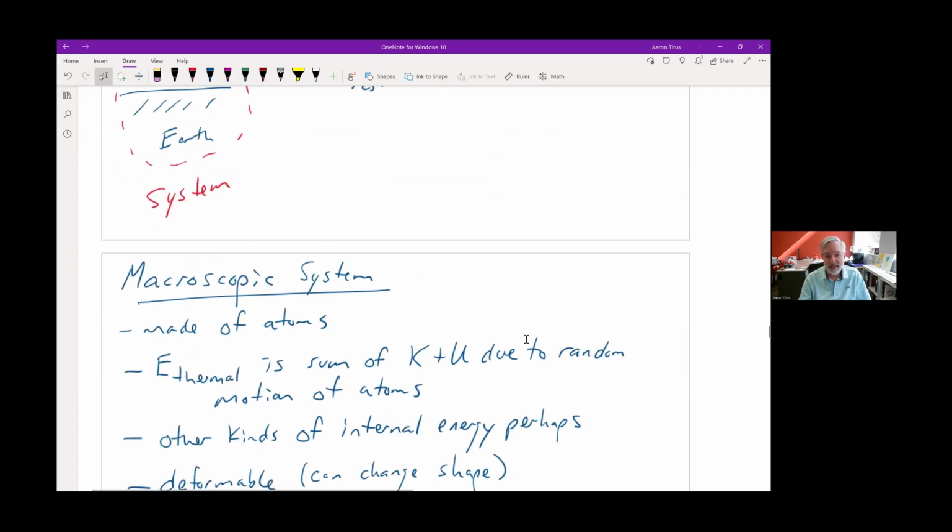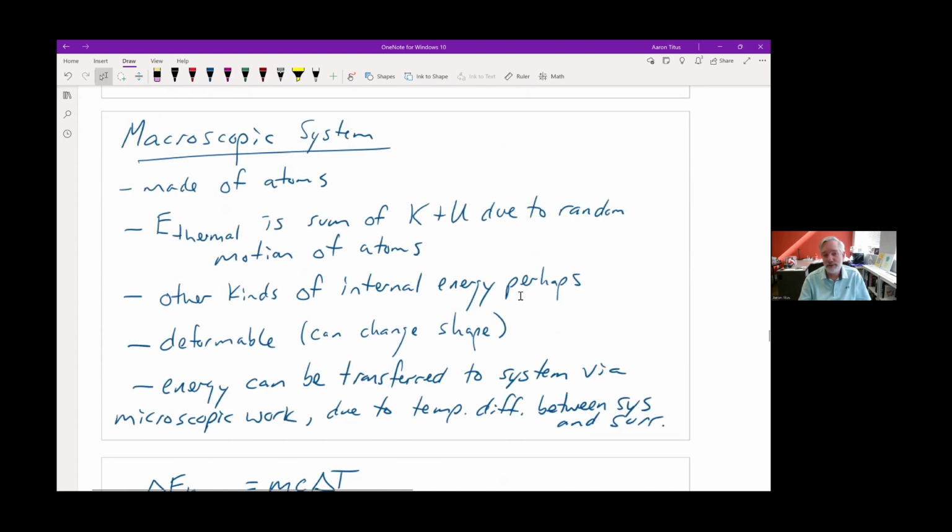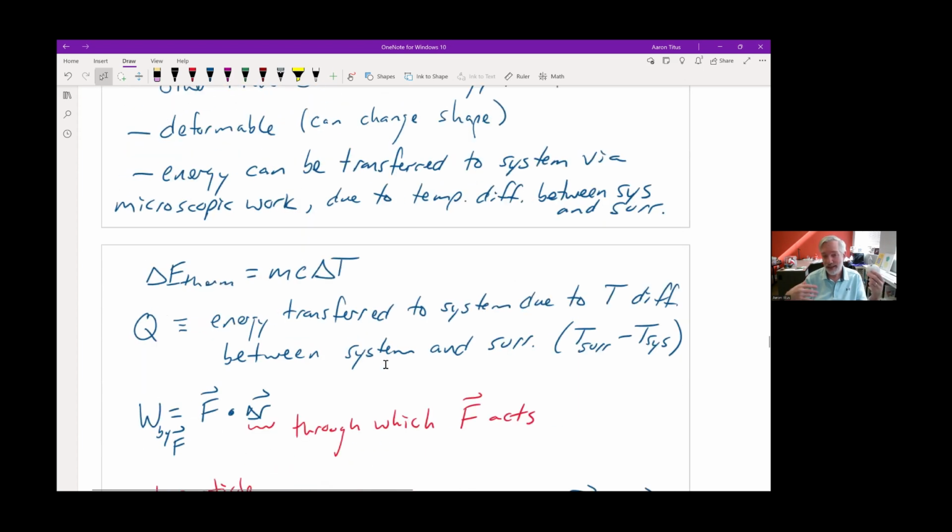So finally, after we analyze all those problems, we get to macroscopic systems that are made of atoms. When you have a system made of atoms, you have random motion of the atoms, and the sum of the kinetic and potential energy due to random motion is called thermal energy. There are other kinds of internal energy that the system could possibly have, such as deformation. And now you also have another way of transferring energy, due to a temperature difference between the system and surroundings. You get atoms interacting with atoms between the surroundings and system, and that's what we call Q, heat transfer.